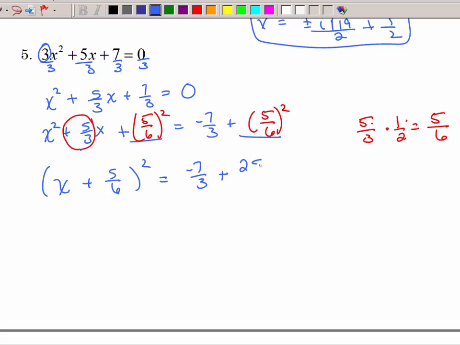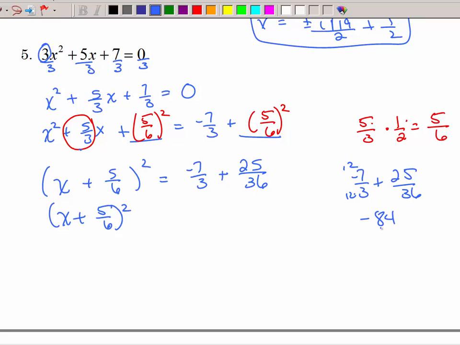We're going to square that fraction. And then we need to add those two fractions. So I'm going to come over here, negative 7/3 plus 25 over 36. I think I need to multiply this times 12. So that's negative 84 over 36 plus 25 over 36. I'm going to get another negative answer. Not all of yours will be negative, which means imaginary. So let's see, what is that? We have a 9, 59, is that right?